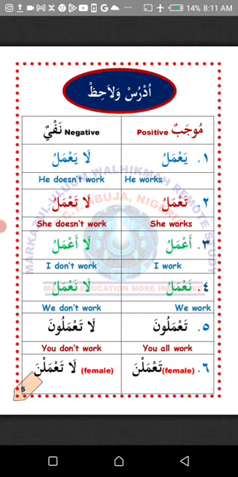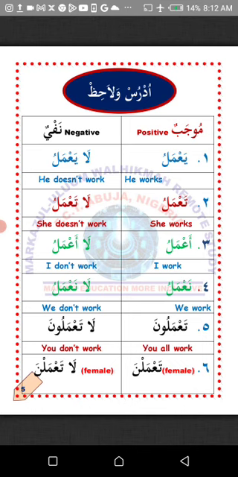This is the state of a sentence in Arabic that shows that something has taken place. Nafi is the opposite, being the state of a sentence in Arabic that shows that something has not taken place. For instance, Wahid number 1. Ya'amal, he works or he is working. La ya'amal, he doesn't work or he is not working.